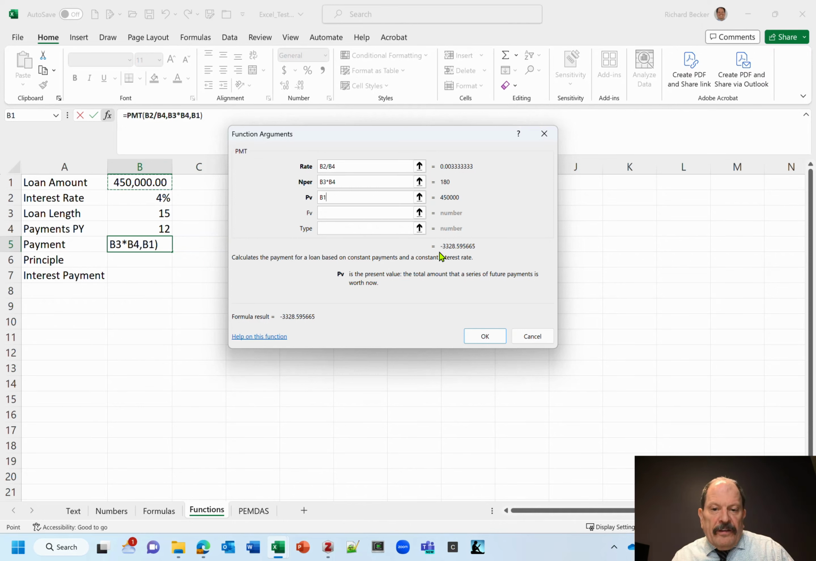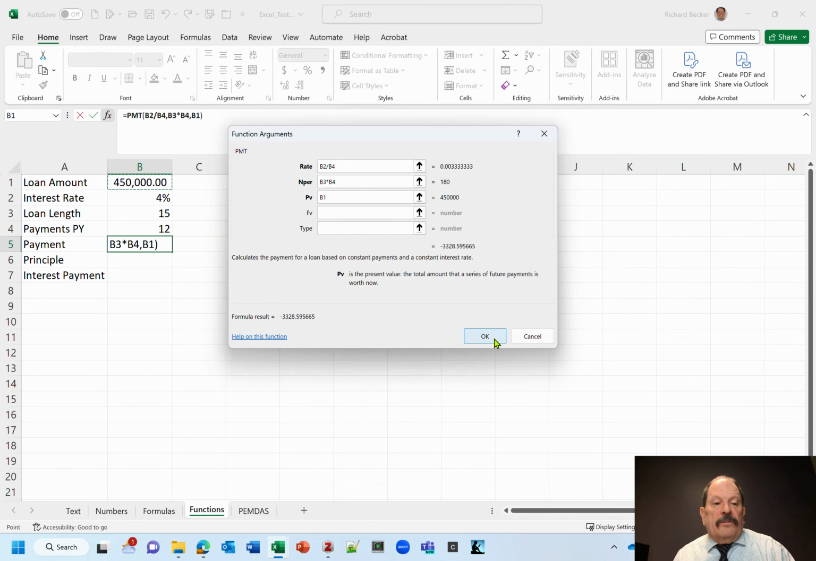So we can see here, it gives us a preview that my monthly payment would be $3,328.59 or so. All right. So that seems reasonable to me, from the values that were provided. If you see something that's really wacko, like $10,000 or $100,000 or something like that, maybe you need to check the values that you put in there.